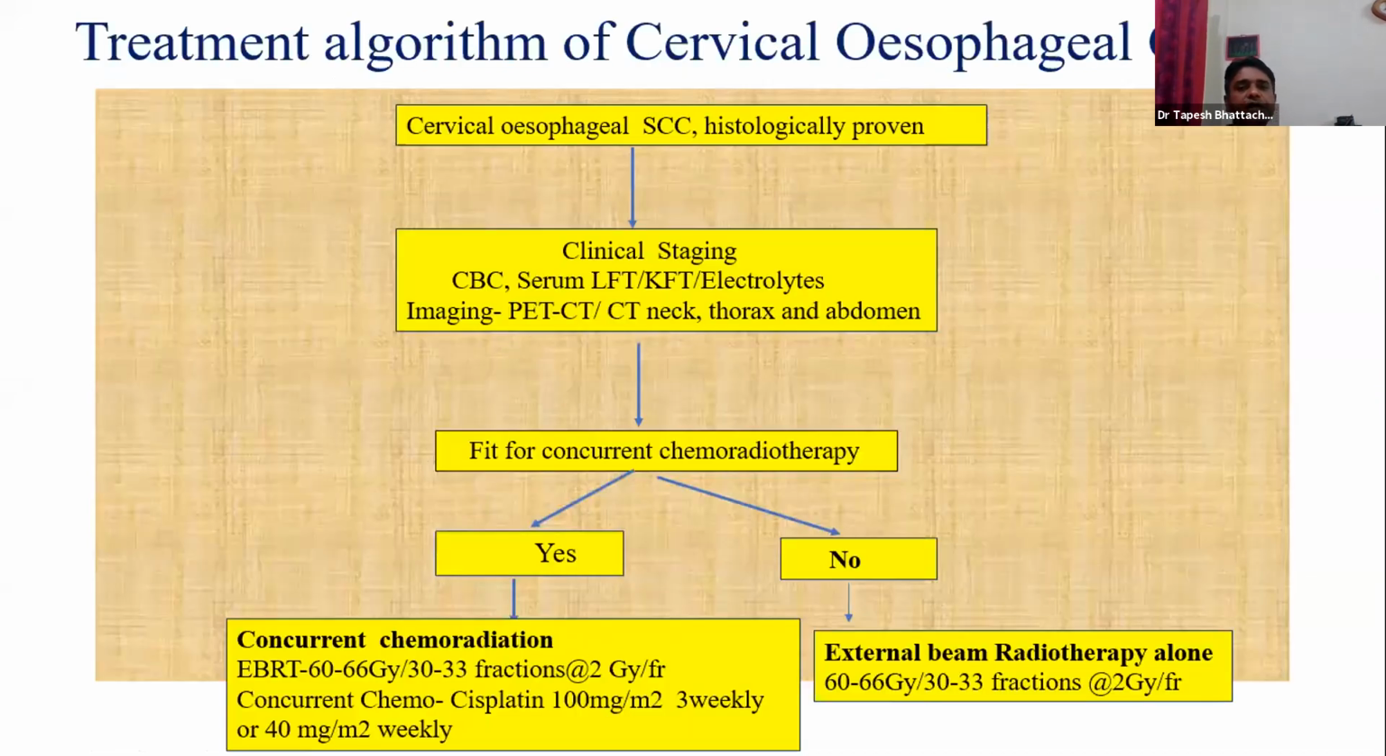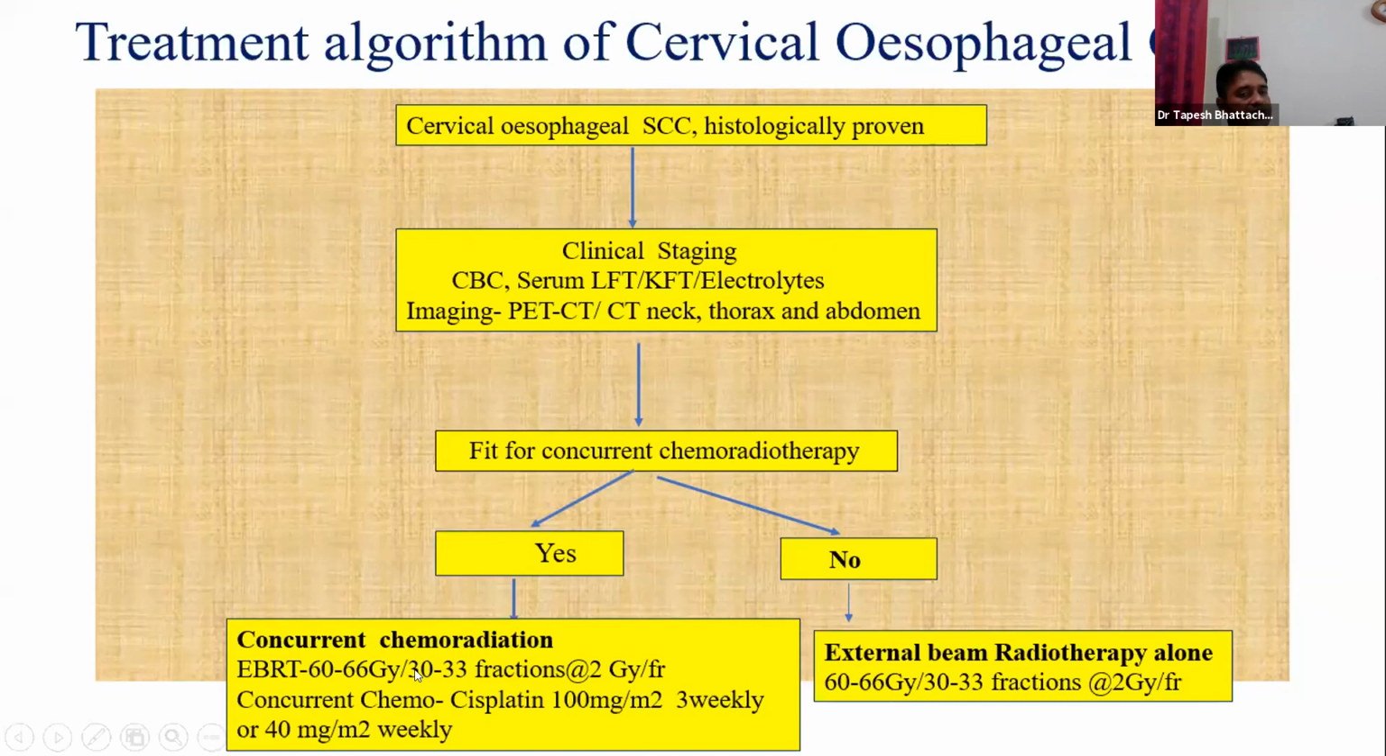So if we see the management algorithm of cervical esophageal cancer, mostly it will be squamous cell carcinoma, histologically proven. We will go for clinical staging with PET CT, endoscopic biopsy already done, and baseline blood investigations like complete blood count, serum LFT, KFT, electrolytes. And if the patient is fit for concurrent chemoradiation, yes, you will go for concurrent chemoradiation.